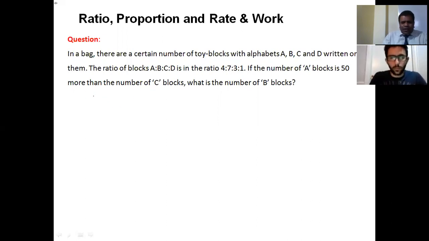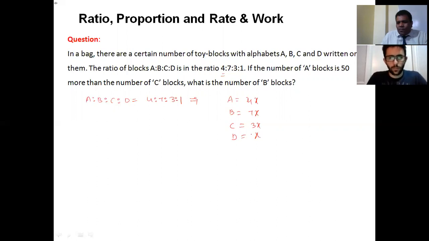See here how we handle this. A is to B is to C is to D is given as how much? 4:7:3:1. Am I right? Yes. This is the ratio. This is not the exact value. But if I wanted to know the exact value, just multiply by a constant. So A is 4x, B is 7x, C is 3x, and D is 1x.